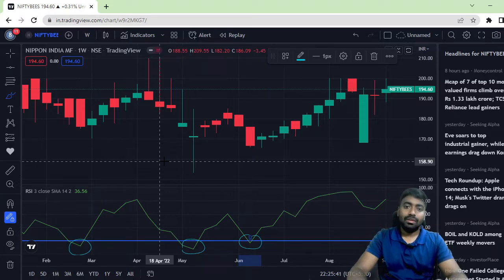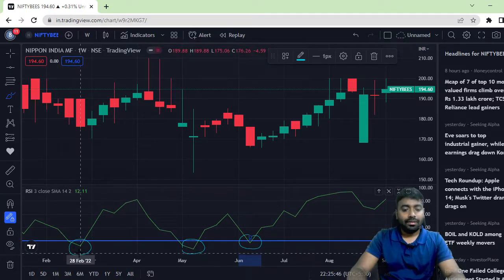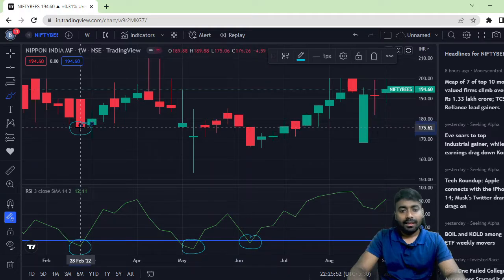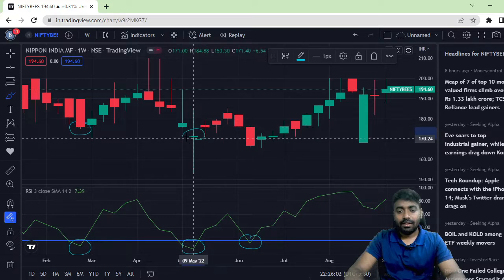Take the example, I want to invest 1 lakh rupees through 2022. In the month of February, at this price, the price is basically 175. At 175, I'll invest 25,000 rupees. The second time, in the May month, the RSI again comes down, and the stock is trading at around the range of 170. At that time, I'll invest 25,000 rupees.